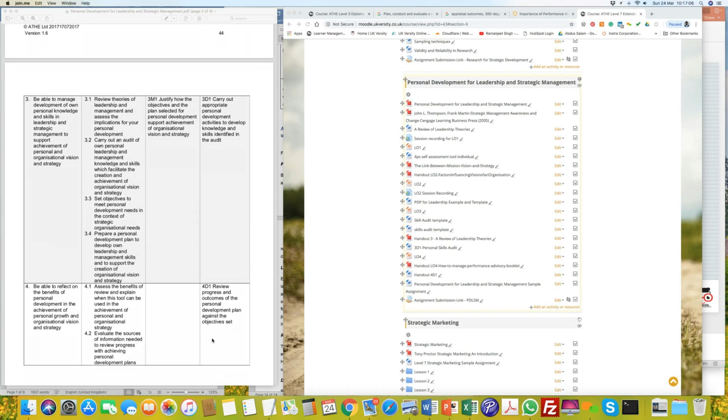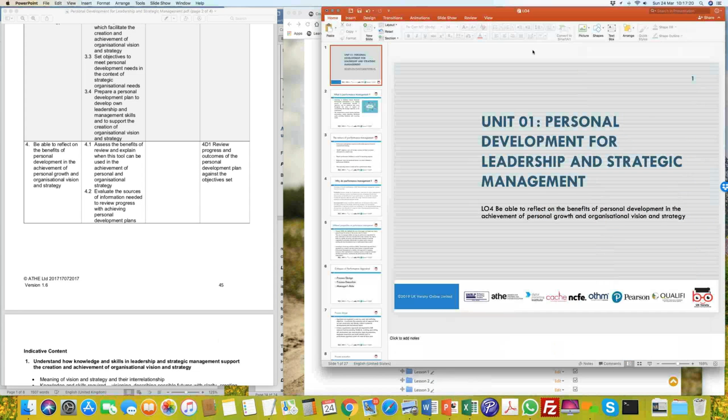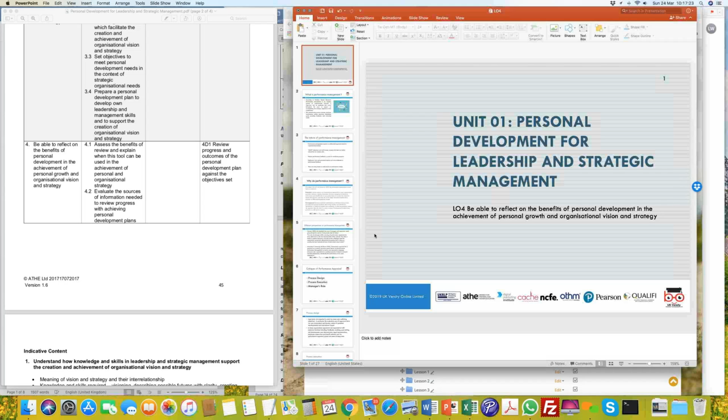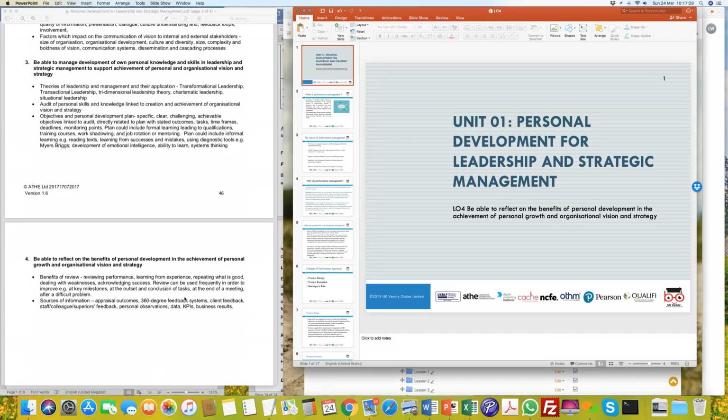So all these were primarily reflections of what we covered in Learning Outcome 3. In Learning Outcome 4, which we are starting today, we're looking at understanding how we reflect on the benefits of personal development and achievement, and how it supports the organizational strategy. I've put together a few slides to understand the key concepts given in the indicative content: performance management, performance review, how reviews can be done, and the different sources of feedback which can be received when you are working within the organization or on a particular role.